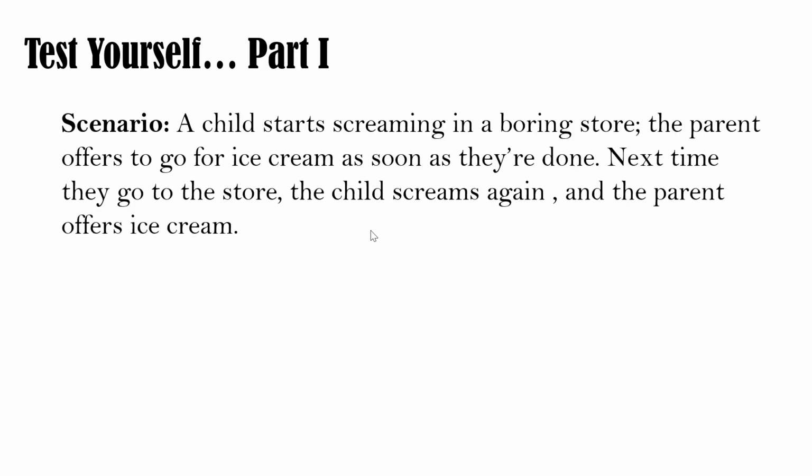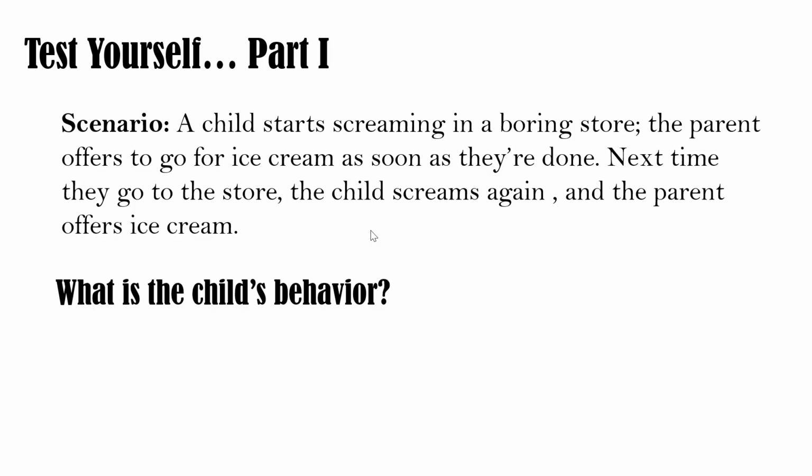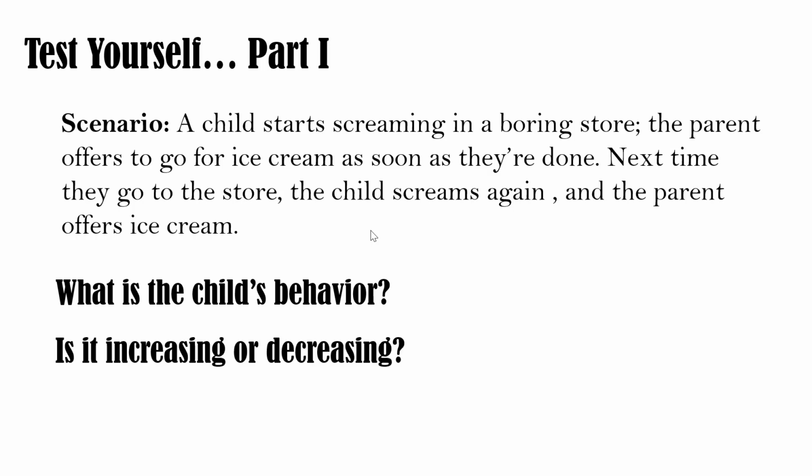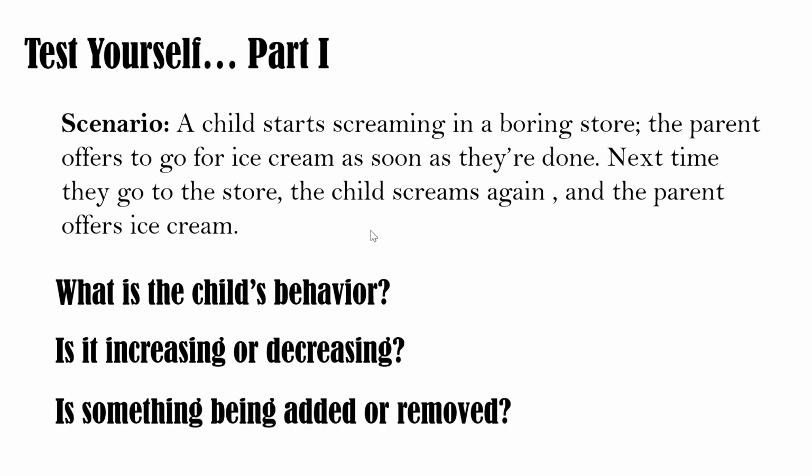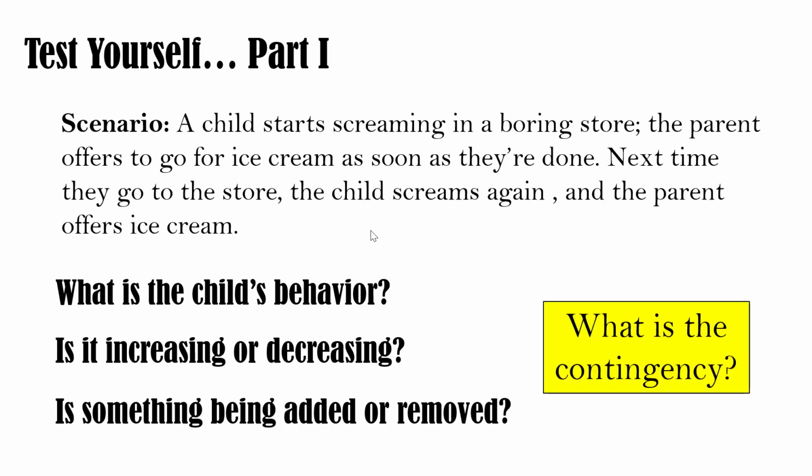So let's practice. We have a child that starts screaming at a boring store. The parent offers to go for ice cream as soon as they're done. Next time they go to the store, the child screams again, and the parent offers ice cream. What's the child's behavior? First, identify that. The child's behavior is screaming. Is it increasing or decreasing? Next time they go to the store, the child screams again, so it's increasing, so we know it's reinforcement. Now, after the behavior occurs, is something being added or removed? The child gets ice cream, so something's getting added. So this contingency is positive reinforcement.